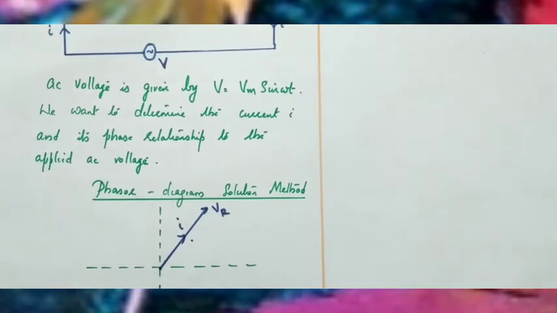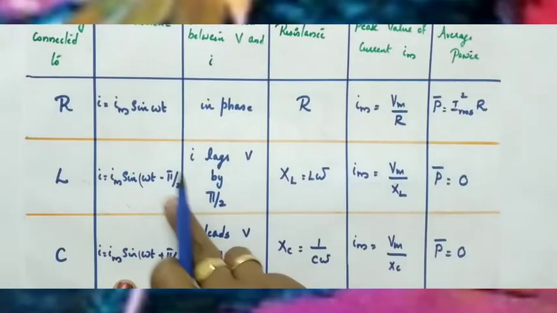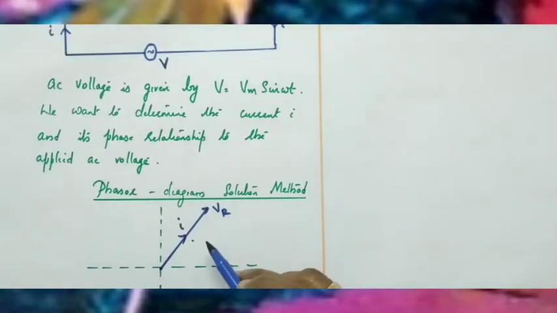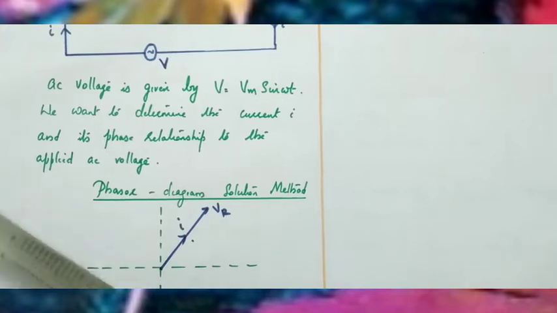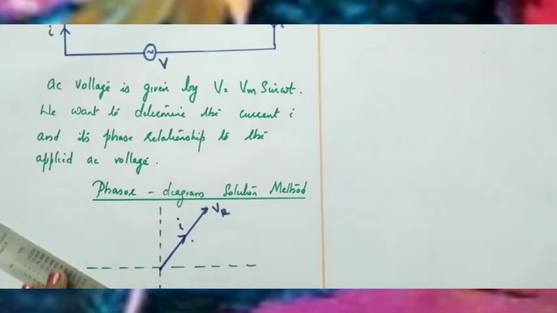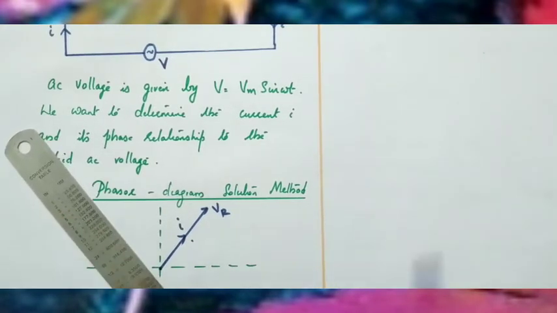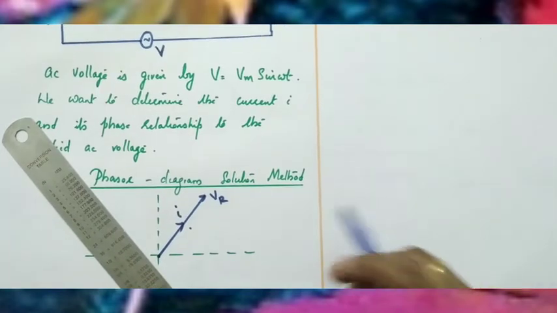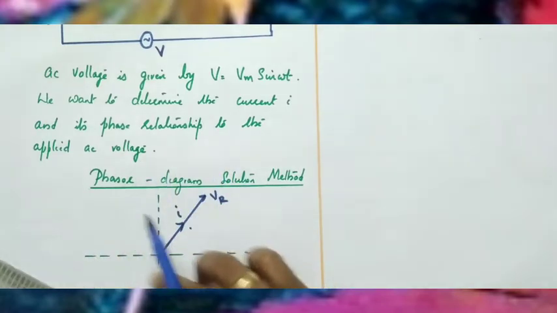Now, if AC voltage is connected to an inductor, we know that current lags voltage by an angle pi by 2. In all the three devices the current is the same. So, how will you draw the phasor for voltage across the inductor? Current lags, that means voltage is leading. We know that a phasor is a vector which always rotates in anti-clockwise direction.